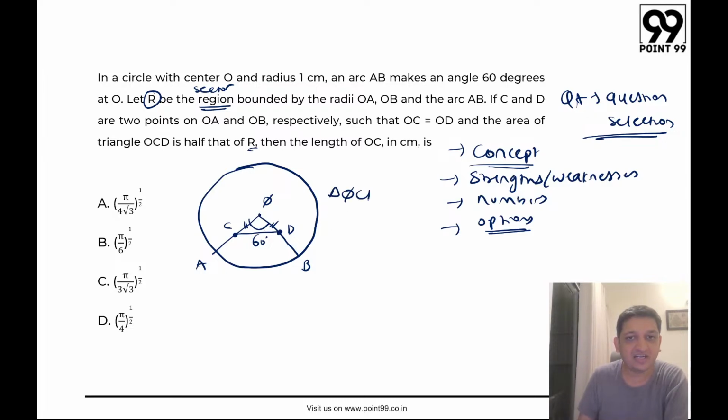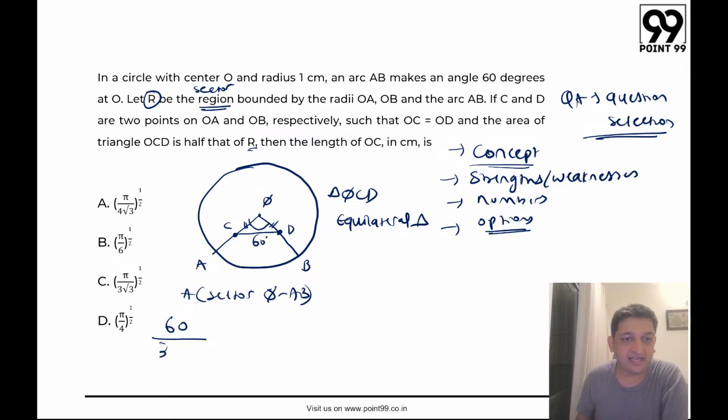That makes triangle OCD an equilateral triangle because all three angles will be 60 degrees. Right? So first let's look at the area of this sector. Area of this sector O dash AB is going to be equal to theta, which is the angle subtended by the sector, which is 60 divided by 360 into pi r square. So pi is there in all the options, so we'll keep pi as it is, and radius is 1, so 1 square will be 1. तो ये हो गया area of the sector.